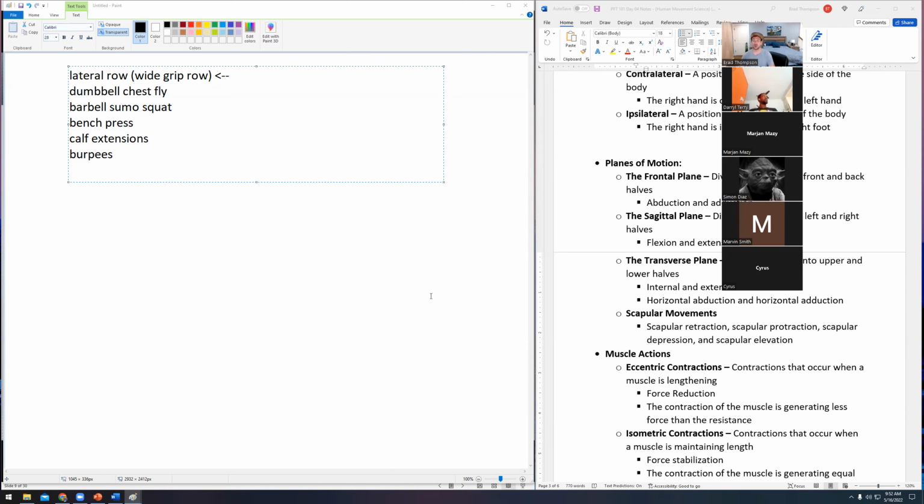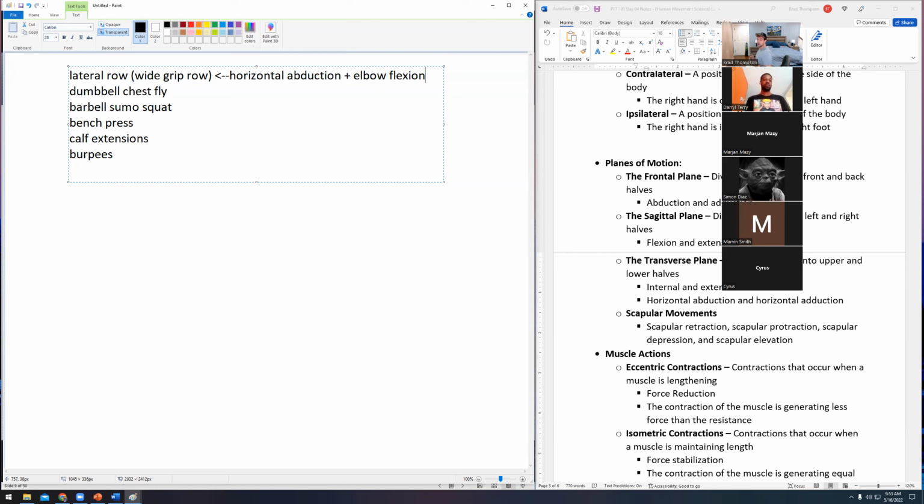So a lateral row, right? If we say this version of a row, what's happening is we've got two joints that are moving: our shoulder and our elbow. A lateral row would be what we call horizontal abduction in the shoulder, and elbow flexion. Those two things are happening simultaneously in this version of a row, okay?